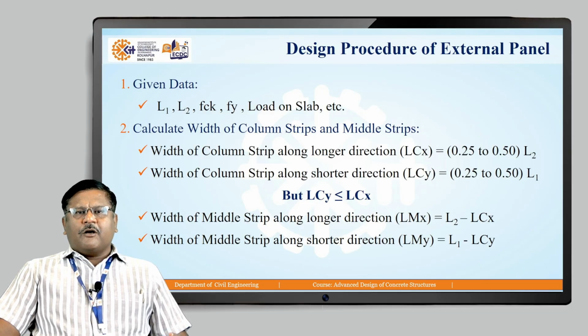Second, calculate the column strip along shorter direction, LCY. The formula is the same, 0.25 to 0.50 into L1. But what is the condition? LCY should be less than or equal to LCX. Then after finalizing the values of LCY and LCX, calculate the width of middle strips in longer direction and shorter direction.